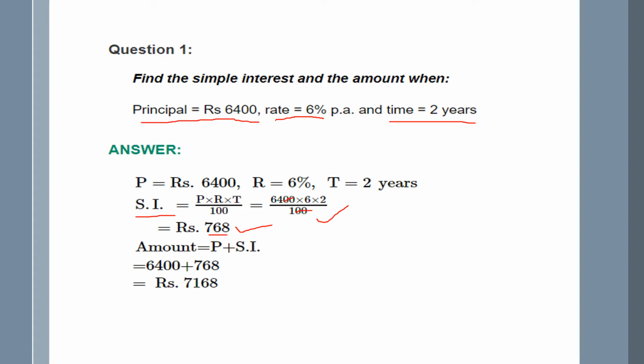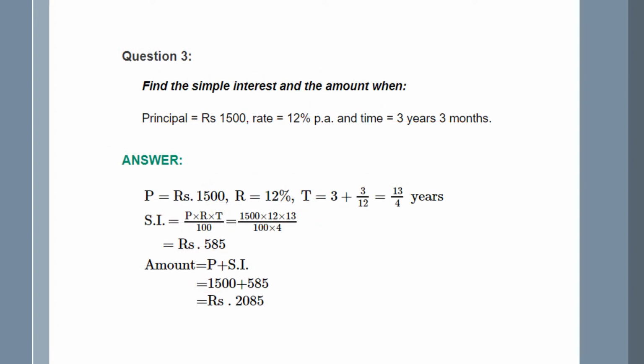Okay, and the formula for amount you know very well. What is the formula? Principal plus simple interest. That is 6400 plus the simple interest you have found now, 768, which equals 7168. This will be the answer. Getting it? So this was our question number 1. It's too simple. And now question number 3.